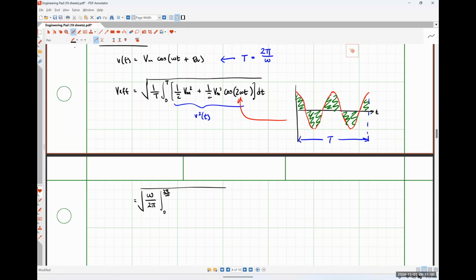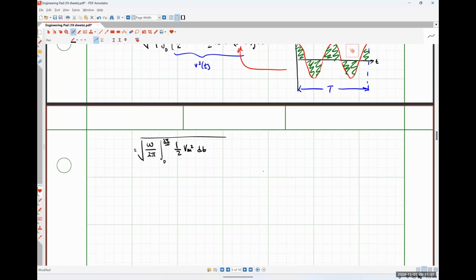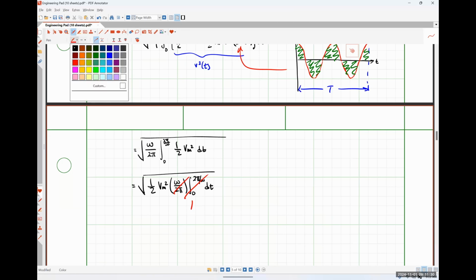So all we're left with is that 1/2 Vm squared dt, which is literally just a constant. So we would have 1/2 Vm squared times omega over 2 pi times the integral from 0 to 2 pi over omega of dt, where this and this multiplied together is literally just 1. So we get our magnitude over the square root of 2.